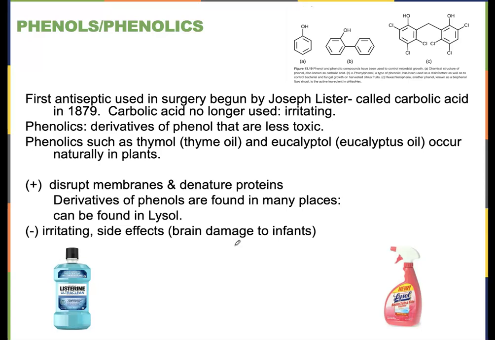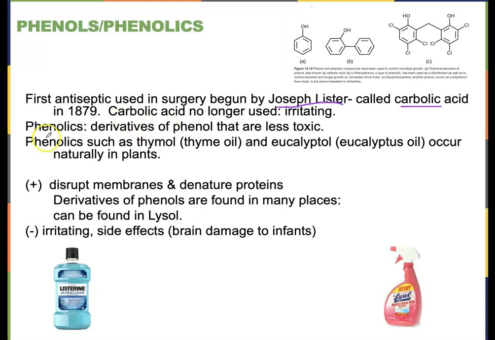So let's start with phenols. This is really fun because Listerine, which we all know as a mouthwash, was named after Joseph Lister, right? Joseph Lister was the guy that came up with the first antiseptic, which used something called carbolic acid. Carbolic acid was pretty strong, but they used it on people in surgery, on surgical equipment, and also on their tissue. And it improved the survival of surgery by a very significant degree. And so carbolic acid is no longer used today because it's very irritating to the body.